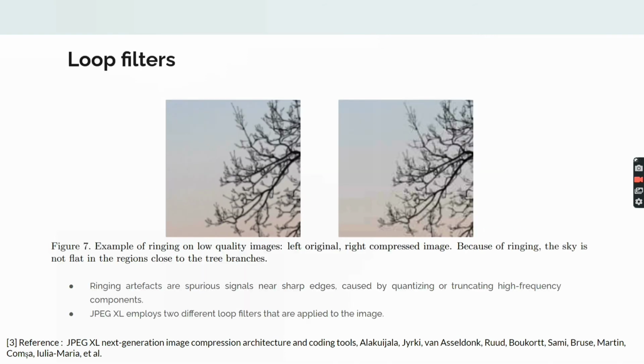We can observe ringing effects. If we look at these two images, after compression, the background of the image near the branches can be seen as blurred. This is called the ringing effect. It is caused by quantizing the higher frequency components, like the higher frequency DCT coefficients. JPEG XL tackles this problem of ringing by using loop filters. Loop filters can be a smoothing convolutional filter which can smooth out the image after compression. This would reduce the ringing effect, and hence it is better than legacy JPEG.